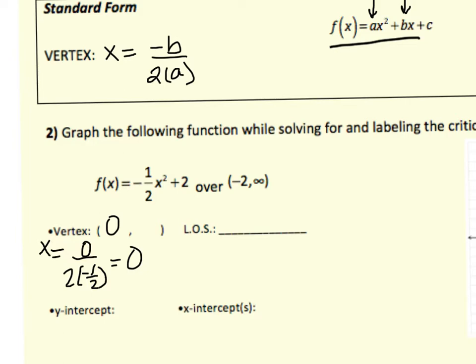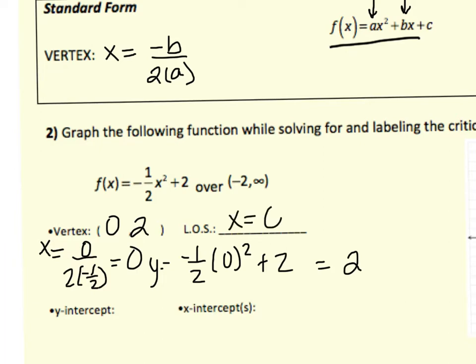Now that I have the x-coordinate, I'm going to substitute that in and find out what the y would be. And then this would, of course, equal 2. So the y-coordinate of the vertex is 2. And then the line of symmetry is x equals the x-coordinate of 0.